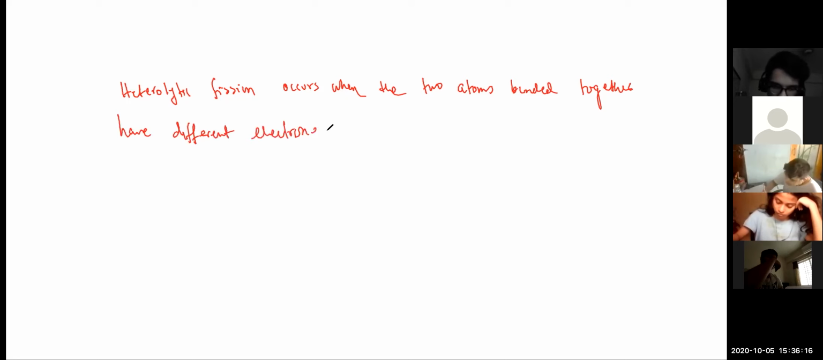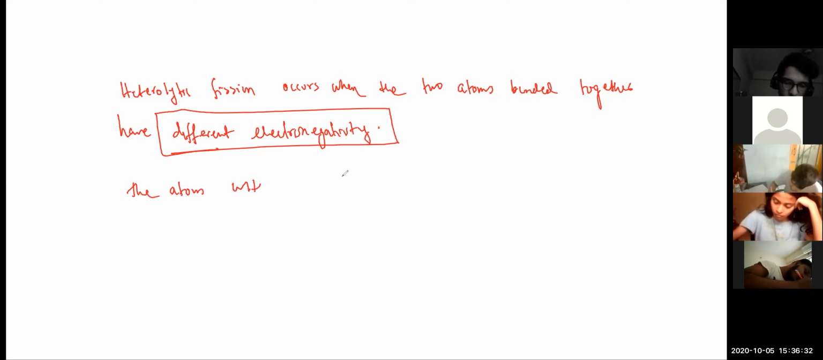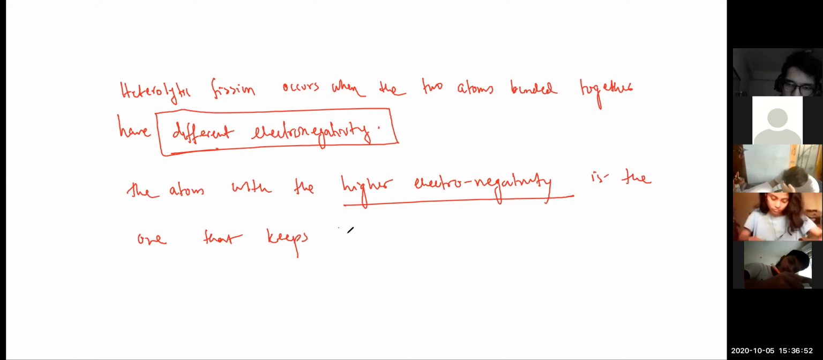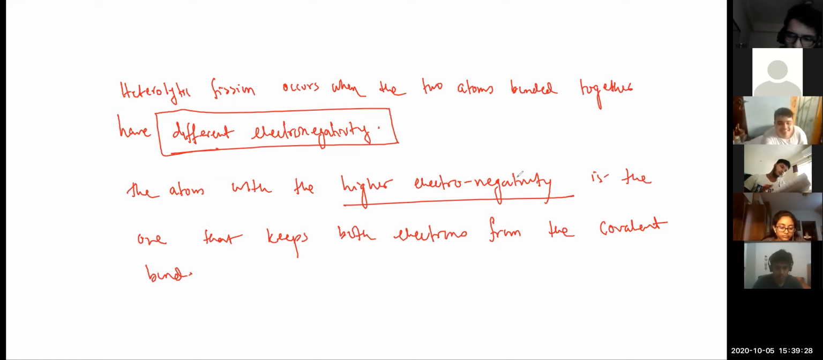So heterolytic fission occurs when the two atoms bonded together have different electronegativities. The atom with the higher electronegativity is the one that keeps both electrons from the covalent bond. So the atom with the higher electronegativity is the one that keeps both the electrons from the covalent bond.